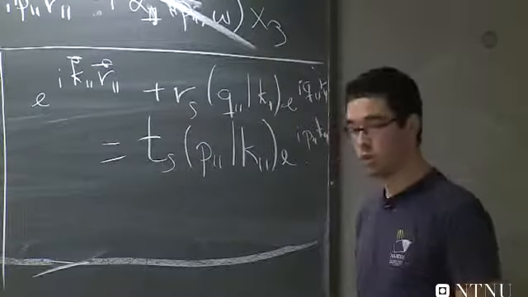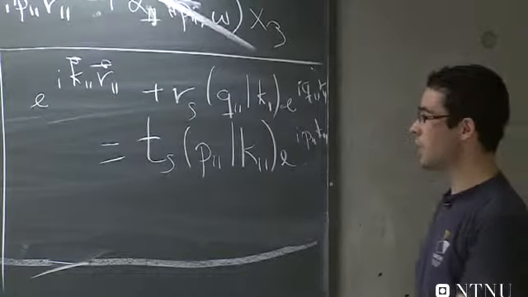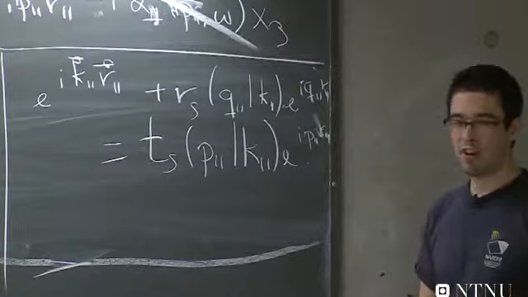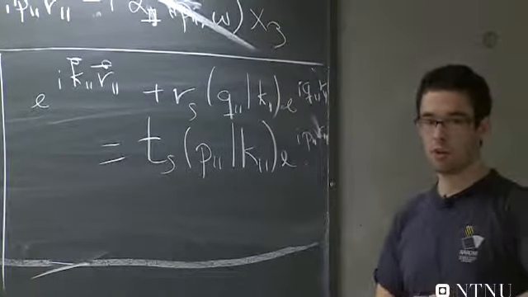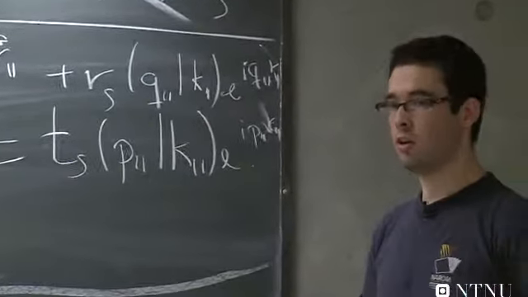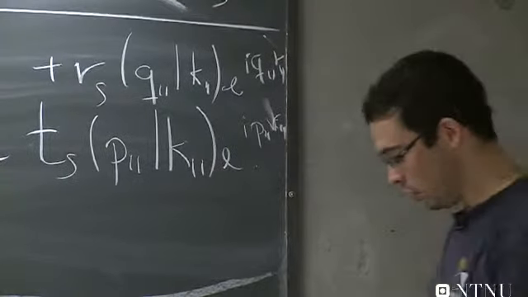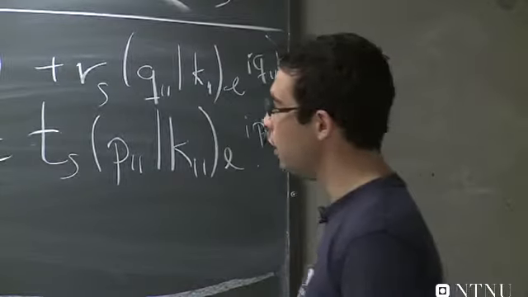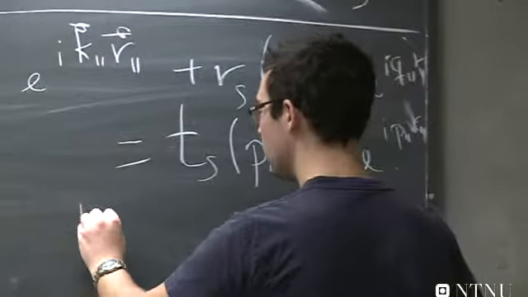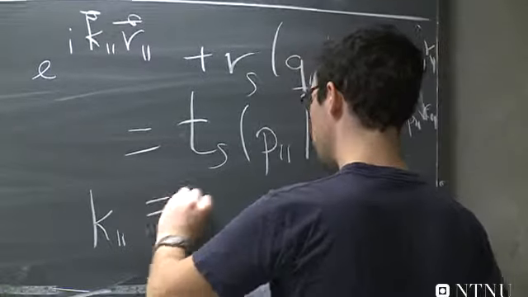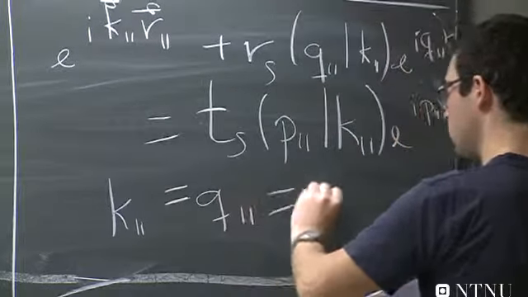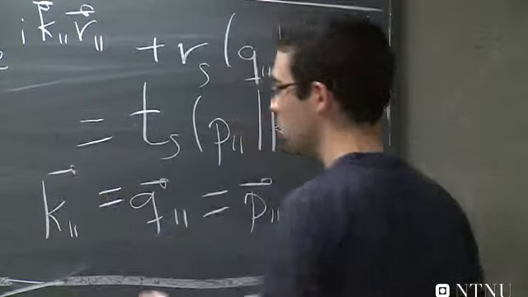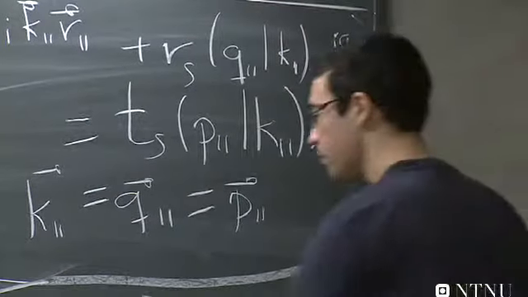You put them on each side of an equality sign, and this has to be valid for all r parallel, right? Because the boundary condition has to be satisfied everywhere on the interface. There's a problem in the book, number 915, which I'll leave for you to solve. The result of that problem is that k parallel is equal to q parallel is equal to p parallel. So the lateral wave number is conserved.